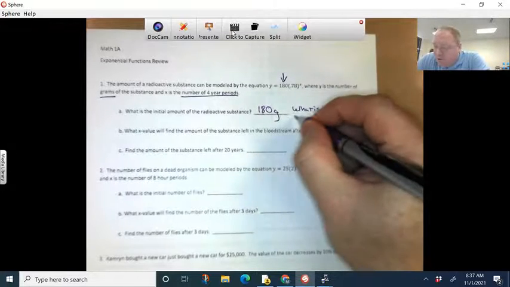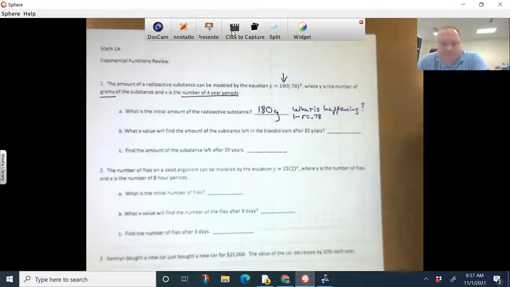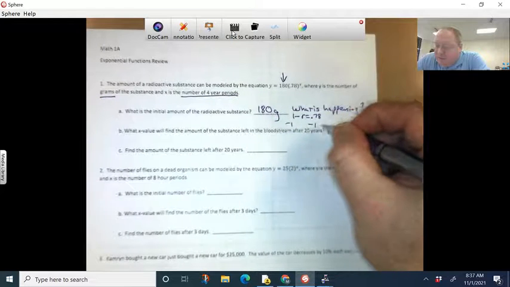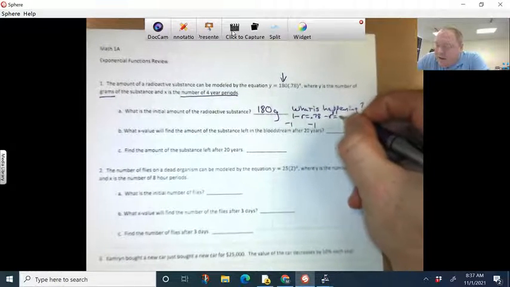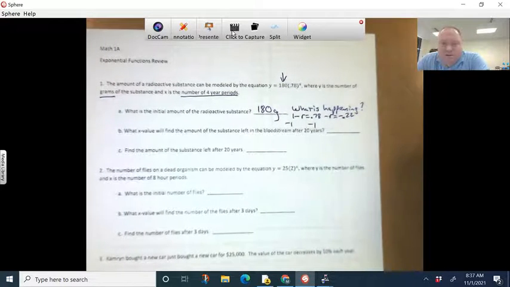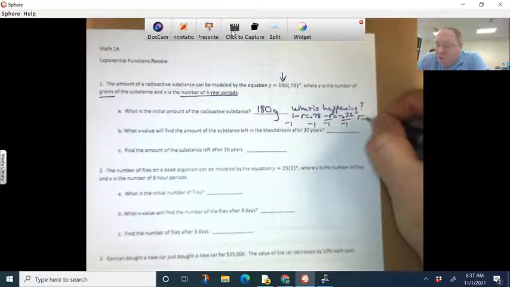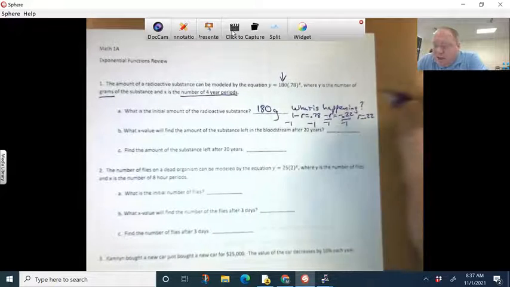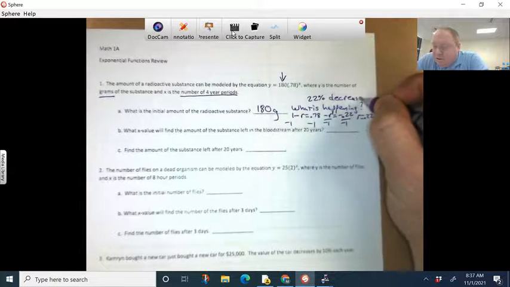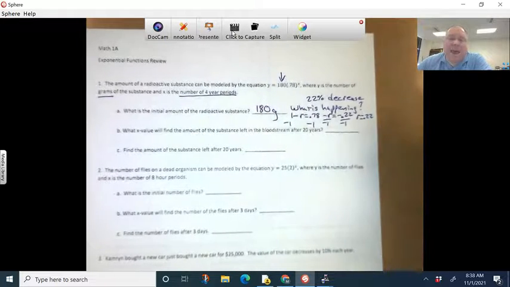Okay? So 1 minus R equals 0.78. Subtract 1 from both sides. I get negative R equals negative 0.22. When I divide by negative 1, I get R is 0.22. So that is a 22% decrease. Well, they didn't ask for it, but I could, and you need to be prepared for any of that.